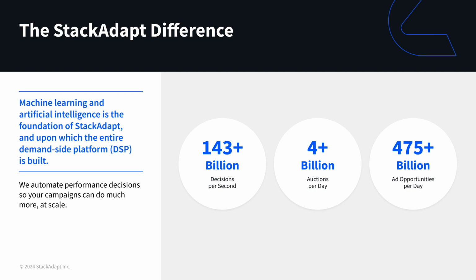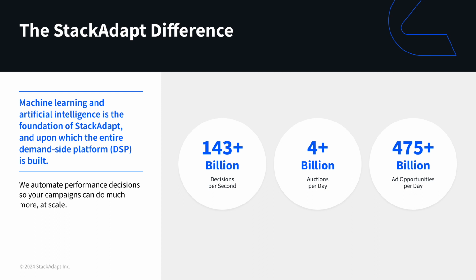Cool. So yeah, what do machine learning and AI look like at StackAdapt? It's pretty simple, really. It's everything that our platform is built on, enabling us to automate performance and those decisions so that your campaigns can do more at scale, be more efficient, and perform better. So we pulled out some key stats here.